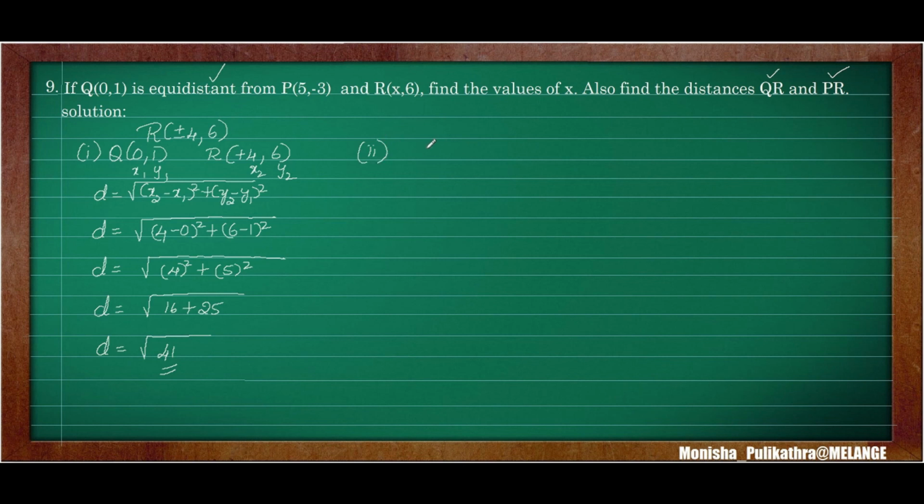So next one is PR. The P value is (5, -3) and here for the R value, let us take minus 4. We can take plus 4 or minus 4. So (-4, 6). So x1, y1 and x2, y2.